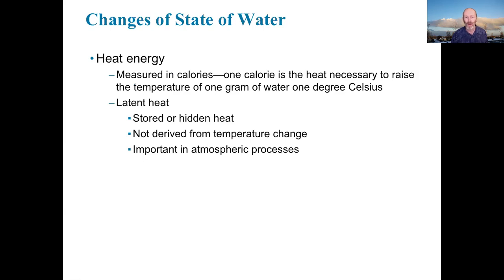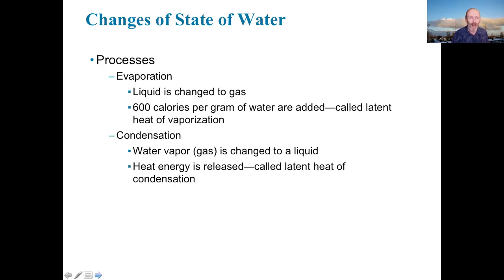We have something called latent heat, which is sort of stored. This is not really regarding temperature changes, but it does affect our atmospheric processes. Within the atmosphere, we have evaporation and condensation happening on a regular basis. We have liquid changing to gas, that's evaporation. We have gas changing to liquid. That's rain, and also misty kinds of things can be that.